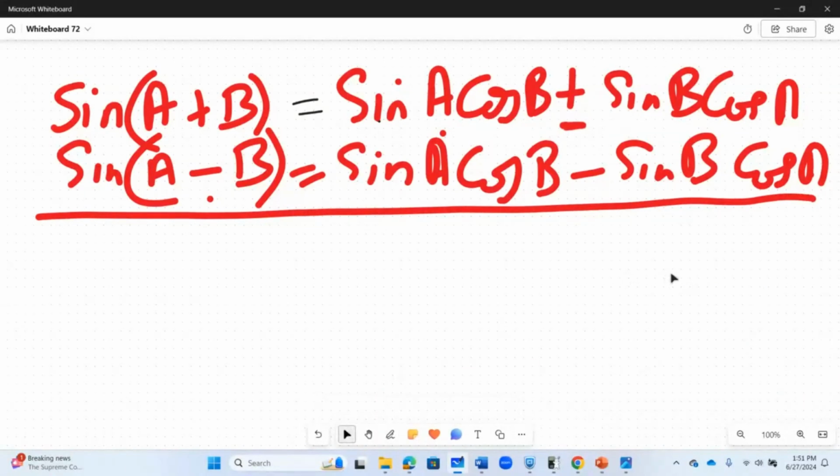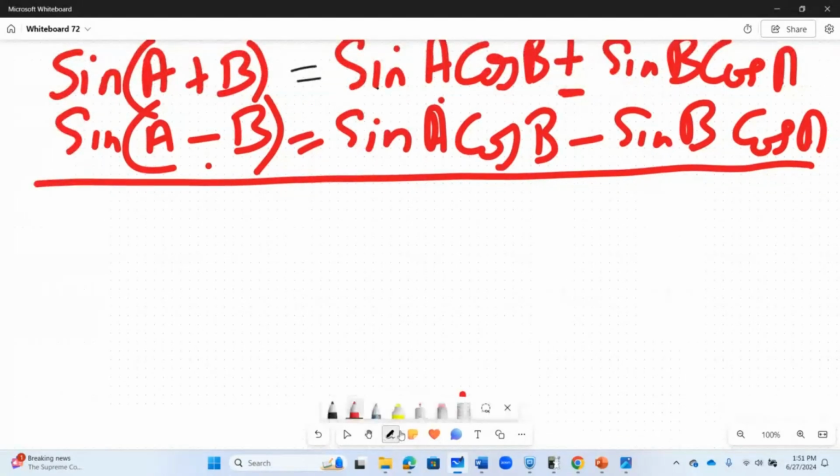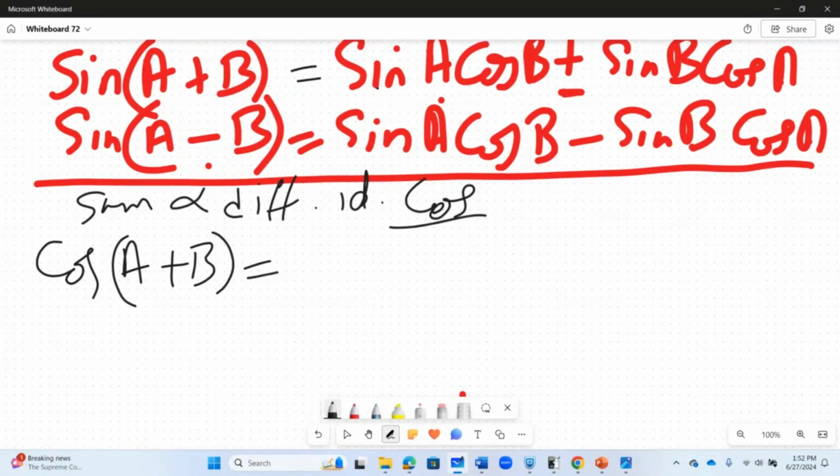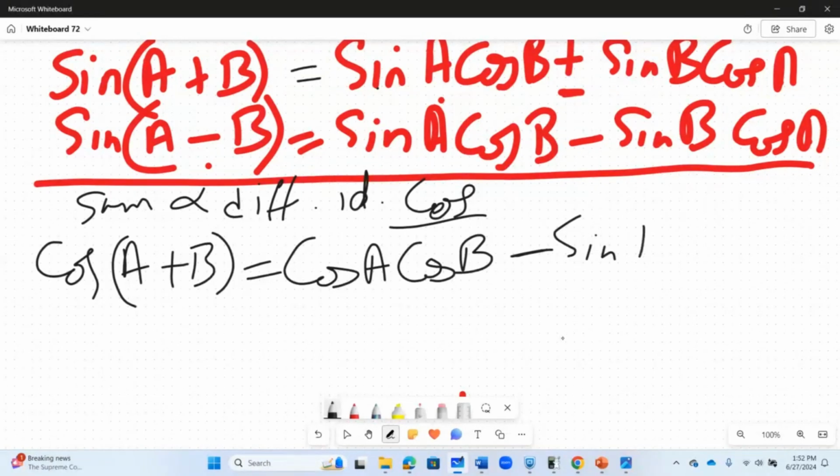So let's go to sum and difference identities for cosine. How do we write it? Sum and difference identities for cosine. This you must make sure you are paying attention. Cosine of A plus B is equal to cos A cos B minus sine A sine B.